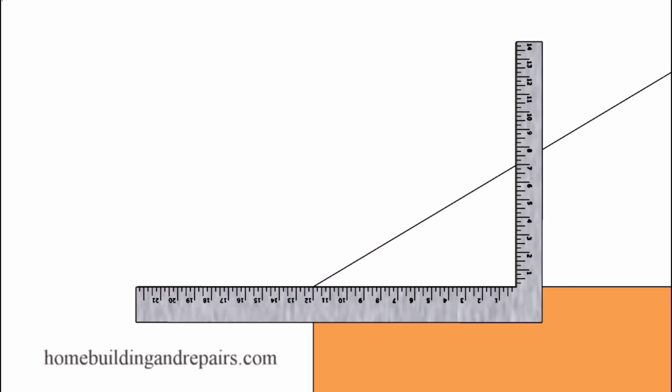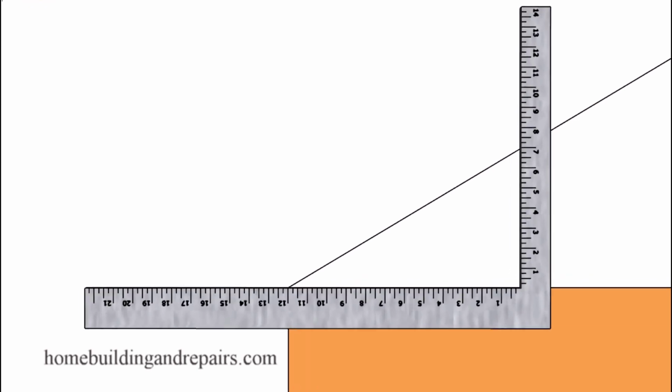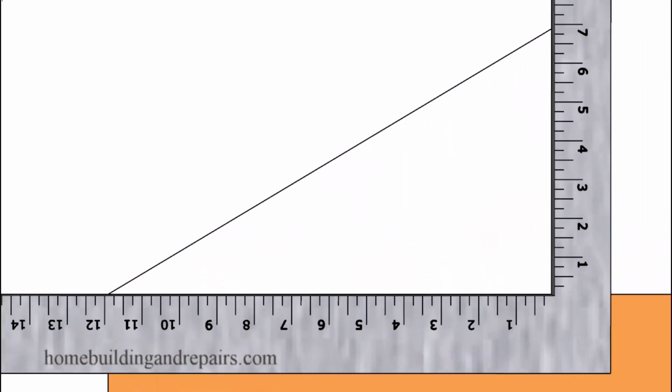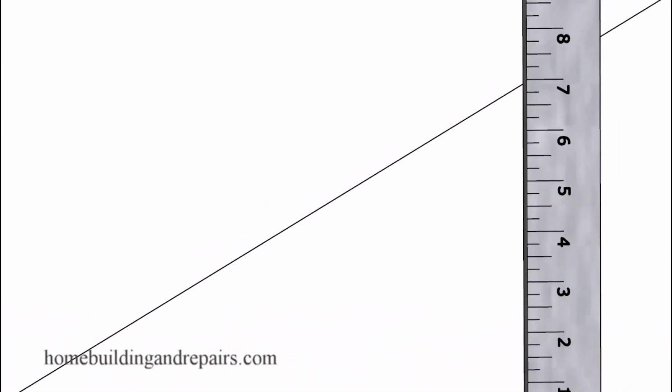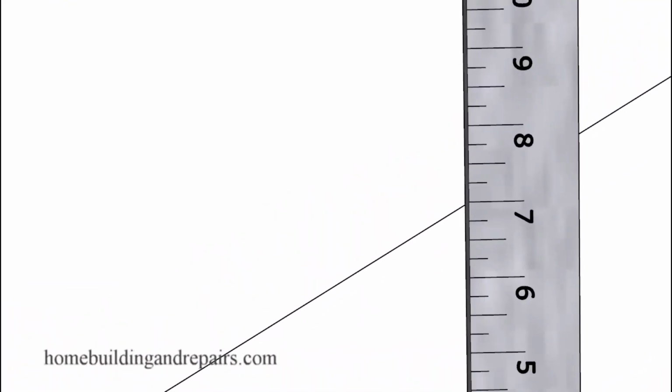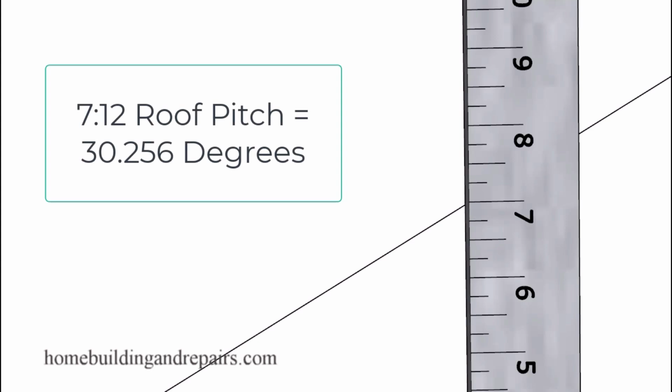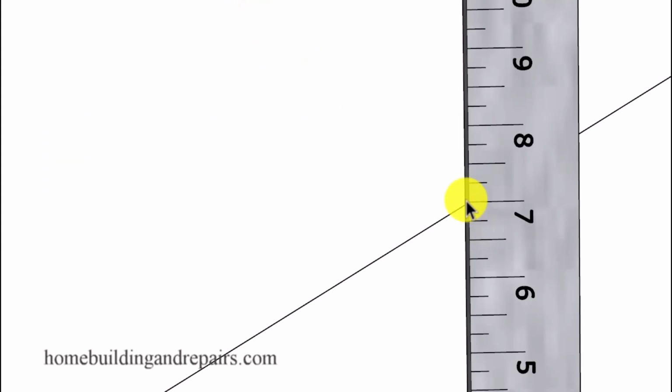If it doesn't, I'm going to go ahead and take a 30 degree angle here and see if I can create the roof framing ratio for you. Now a 7 and 12 roof pitch is 30.256 degrees, and the number we're going to be looking for is just going to be a little bit under 7 inches.